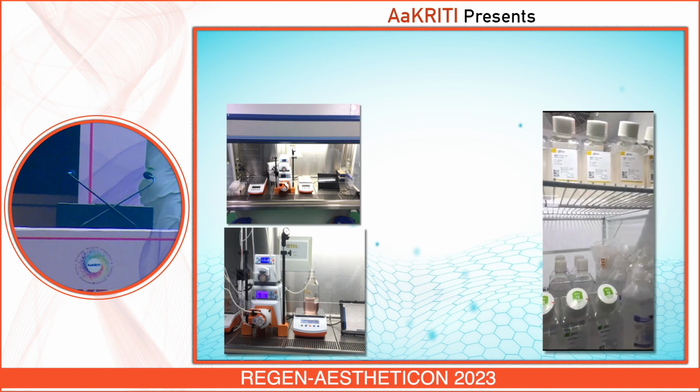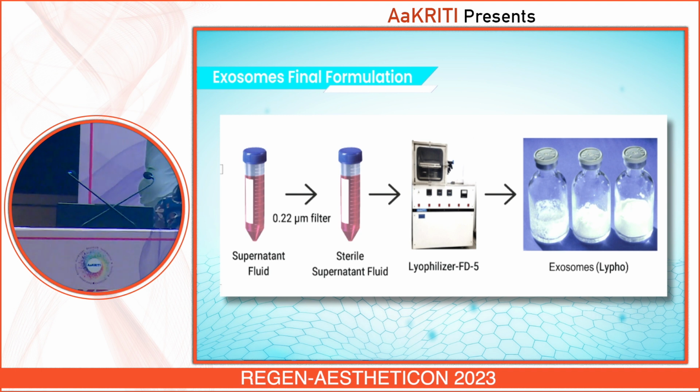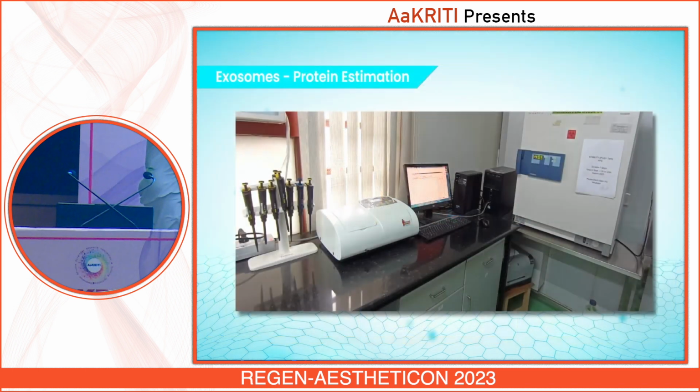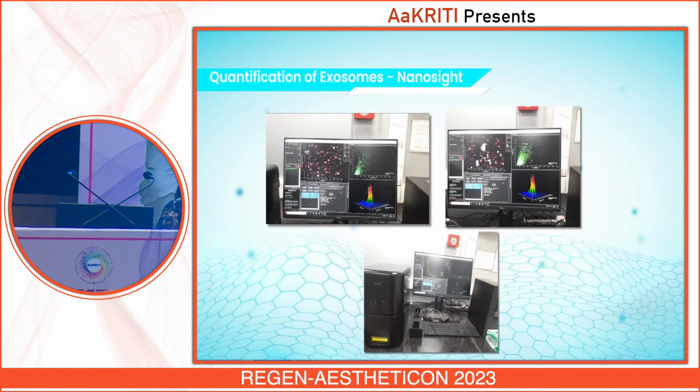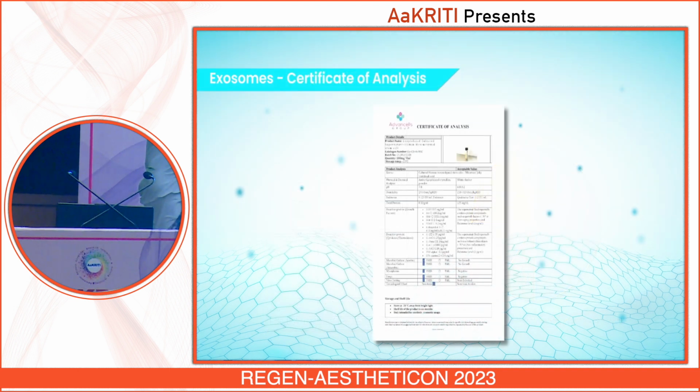We test for CD19, 63, and 81. And we also check the protein, how much protein is present in that exosome. This is the quantification, how much we are giving to the patient for any research use. And mRNA must be present, because without RNA it's not going to communicate with the other cells. So we have to look for RNA as well. Then we do the packaging, with two vials in the pack, one diluent and one lyophilized exosomes. So that's all about the exosomes.